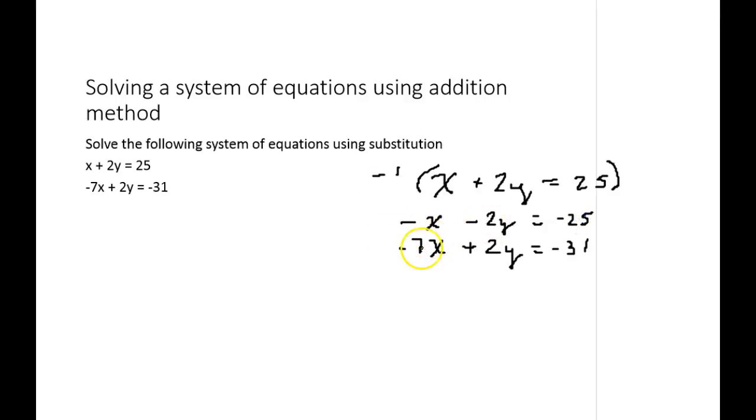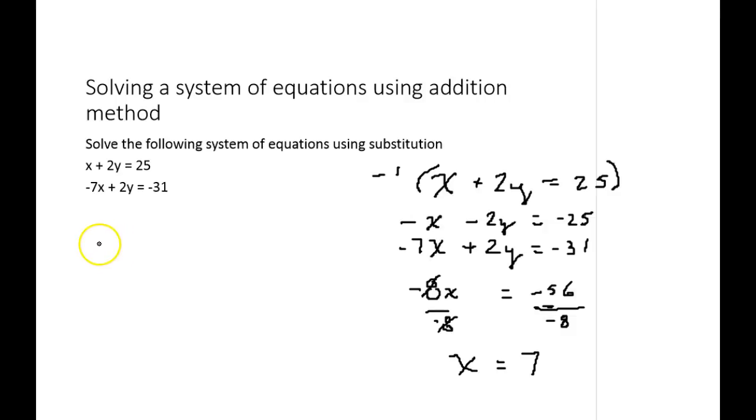Now I'm going to add that to my second equation. -x plus -7x is -8x. You see why I multiply it by -1 now. -2y plus 2y gives me 0y, so it's no longer in the equation. -25 plus -31 is -56. Now I can just divide both sides by -8. These go away. x equals -56 divided by -8, which is +7. So I'm going to plug it into one of these here.